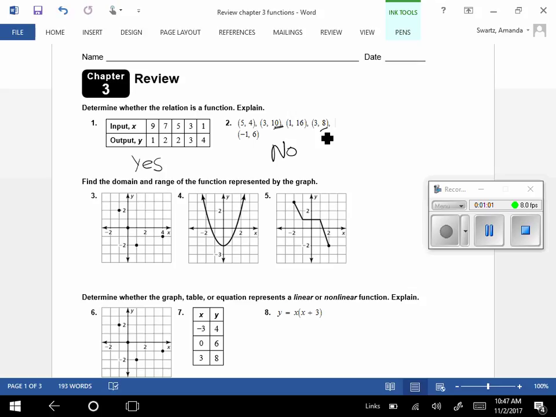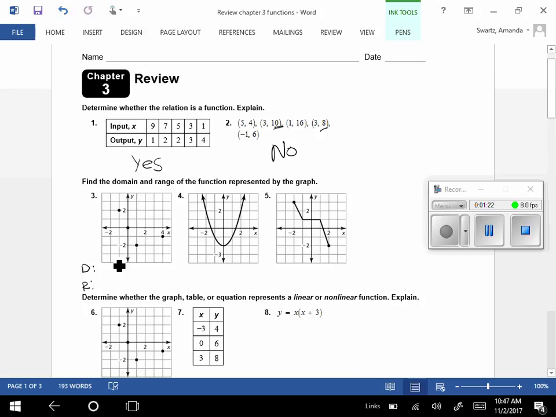All right, I had a lot of questions on 3 through 5. So, domain and range. Remember, domain is all your possible inputs. Range is all your possible outputs. You will have a couple of these, so you've got to grasp this a little bit. With the dots, it's pretty simple because you're just looking at your x and your y values.